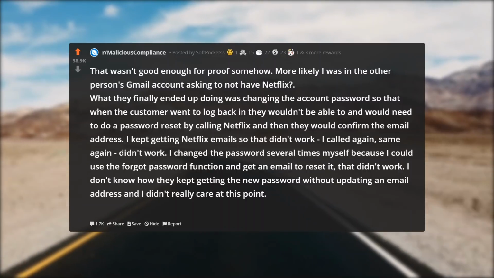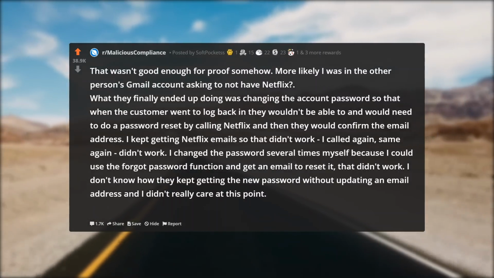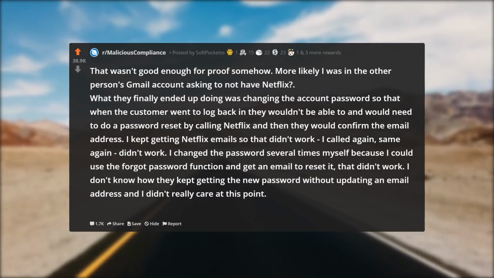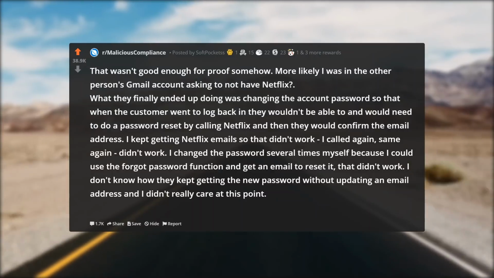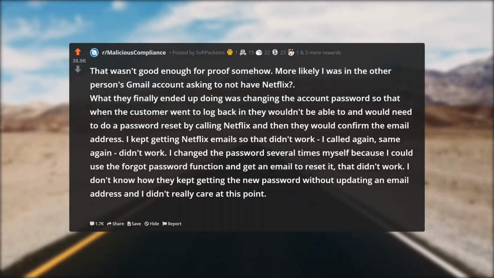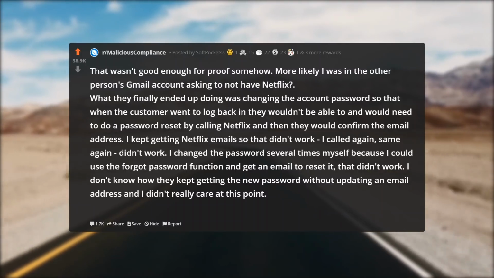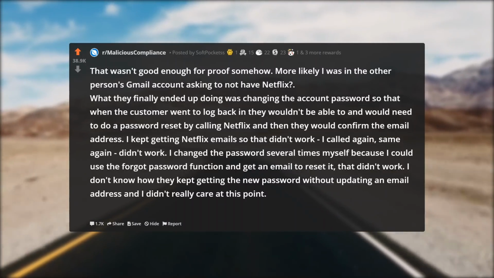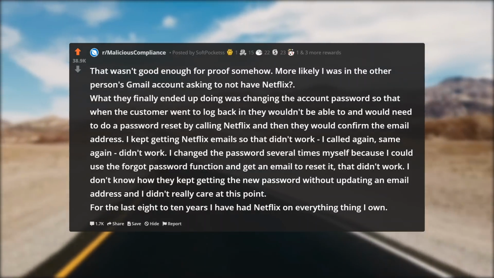I kept getting Netflix emails, so that didn't work. I called again, same again, didn't work. I changed the password several times myself because I could use the forgot password function and get an email to reset it, that didn't work. I don't know how they kept getting the new password without updating an email address, and I didn't really care at this point. For the last 8 to 10 years I have had Netflix on everything I own.